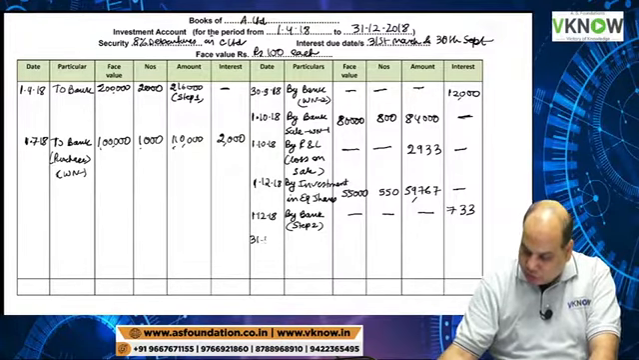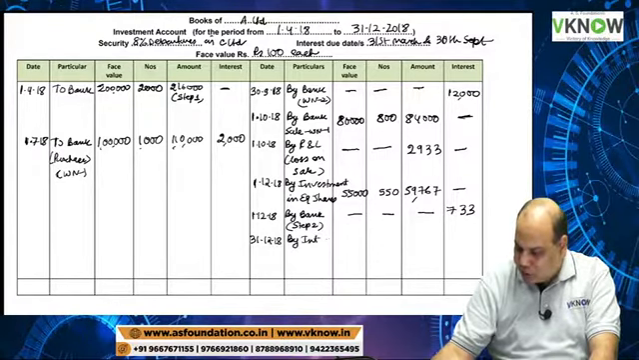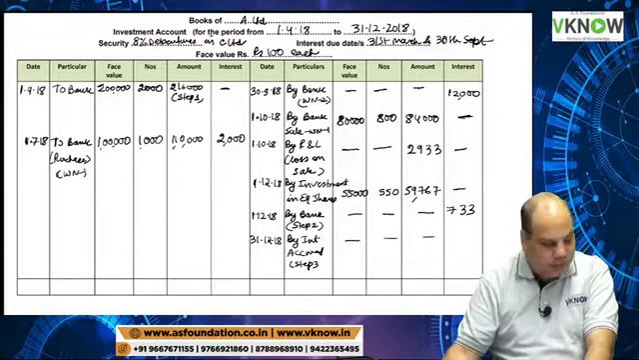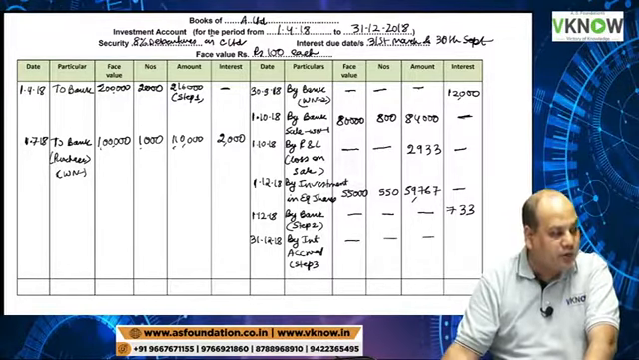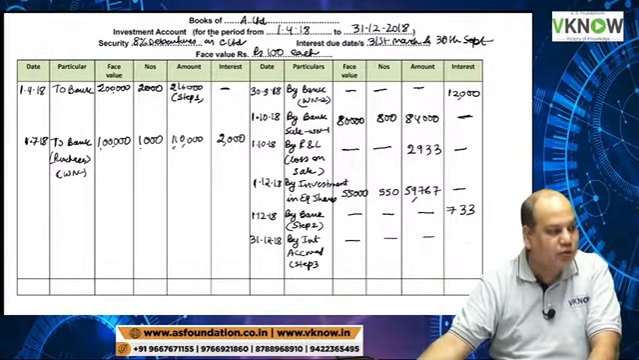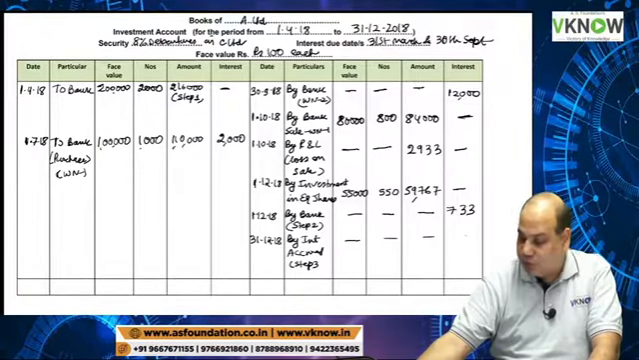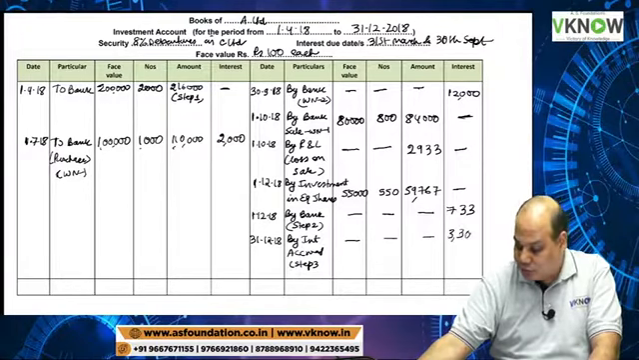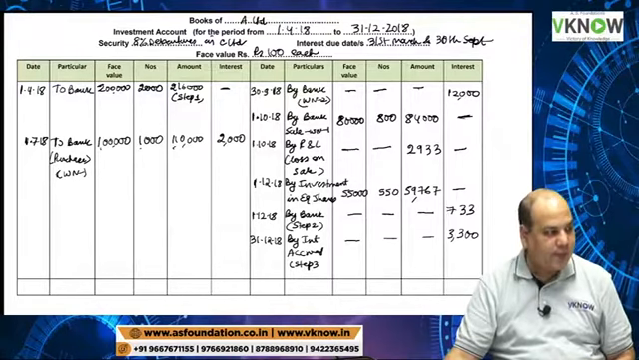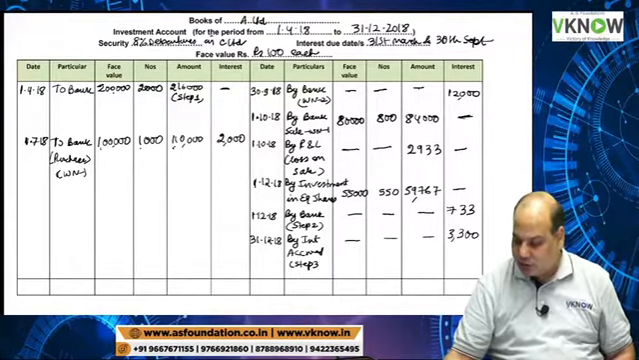Now we'll go to 31st December 18. By interest accrued. Step 3. Go and check step 3. Interest accrued for 3 months. 3,300. 3,300 is right.